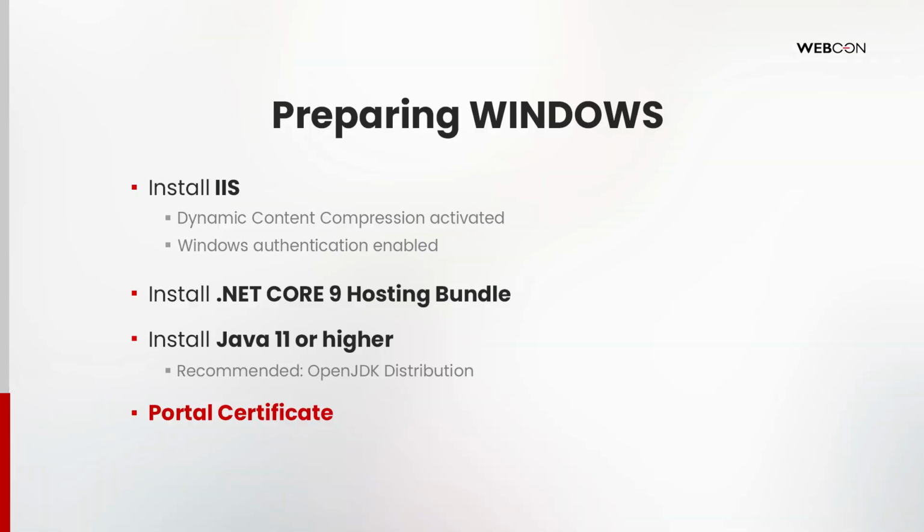Prepare Windows Server by installing IIS and enabling Windows authentication. The web server should also have dynamic content compression activated. After installing IIS, you can install the .NET Core 9 hosting bundle. Please double-check the installation guide to make sure that you are installing a compatible version.